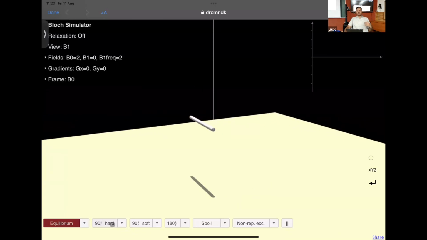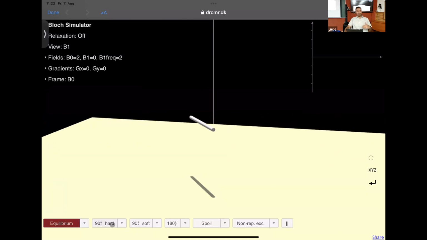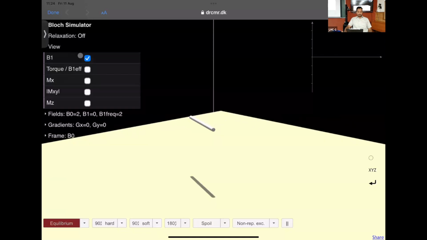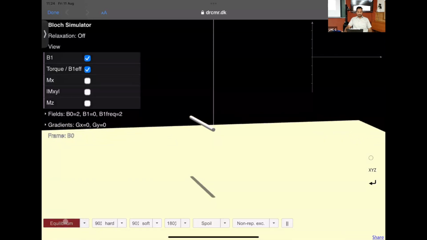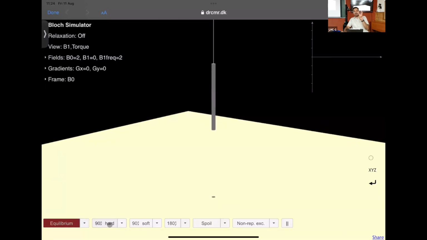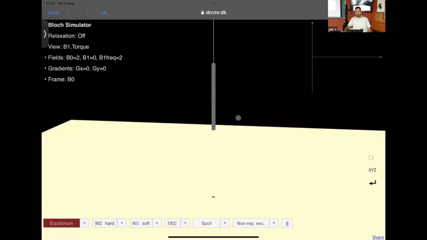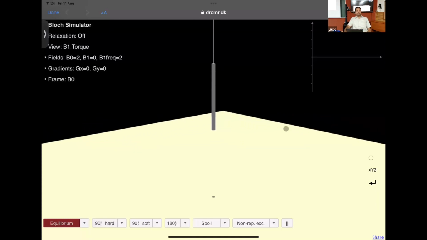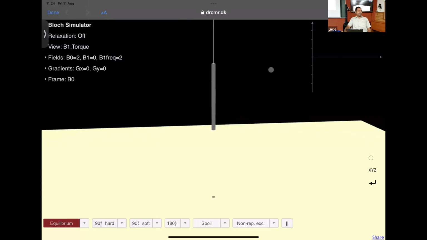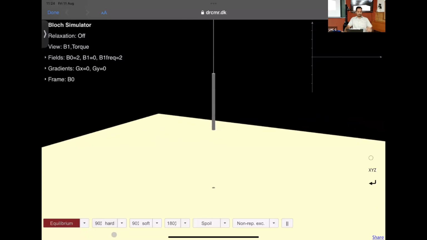Did you see that? It was applied in the perpendicular direction of the M naught, while the force, now let's also turn on the torque, which is the force that you end up getting, equilibrium. Now we are going to see three things. You're going to see the gray cylinder, a yellow B1 pulse that you apply, and a red torque that you see, which helps it move. So let's see it.